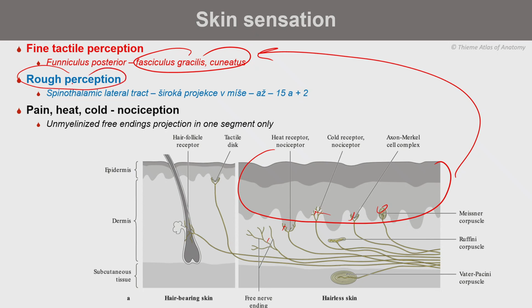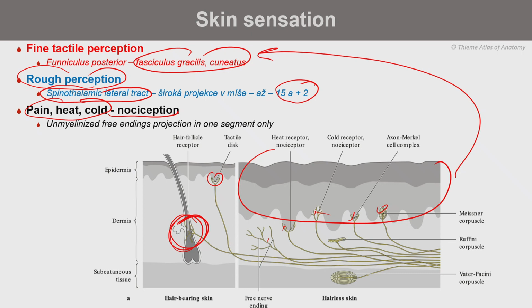But a rough perception is typically made from tactile discs and also from hair connections, and they are led by spinothalamic lateral tracts. But they have distribution -15 to +2 segments, so 70 segments. And pain, heat, and cold, called nociception, they have atomized free endings, and the projection is in only one segment. So you are able to concretely describe where your pain is.